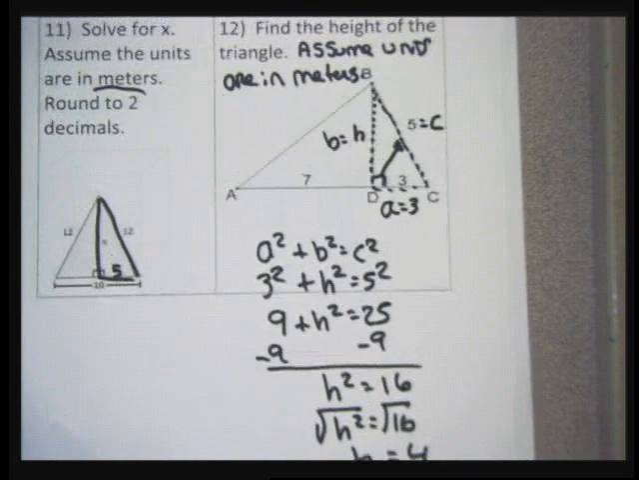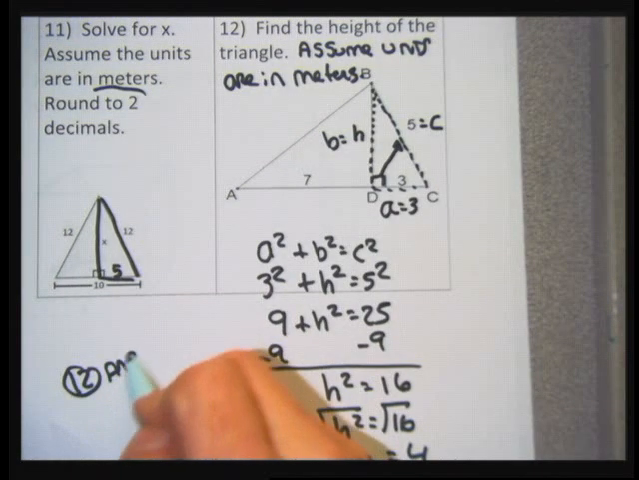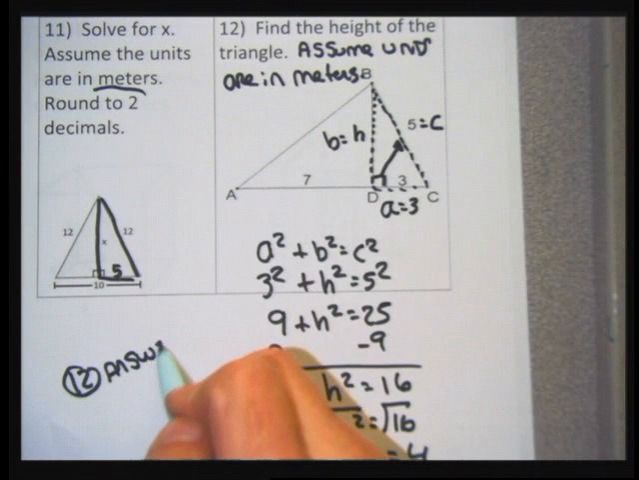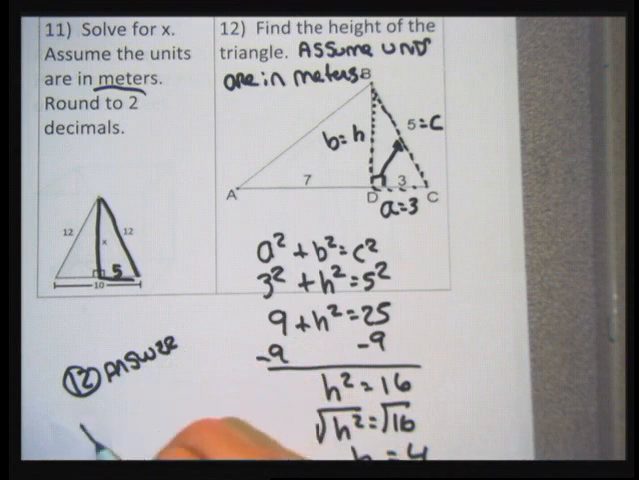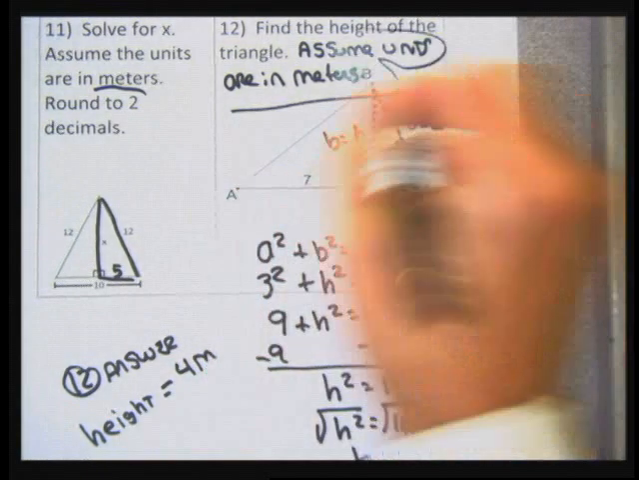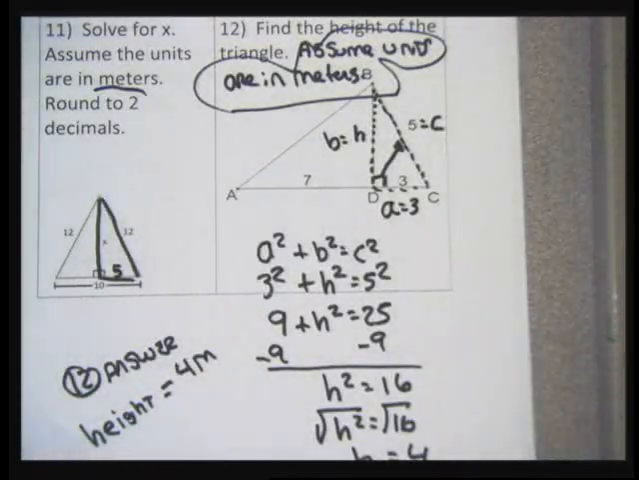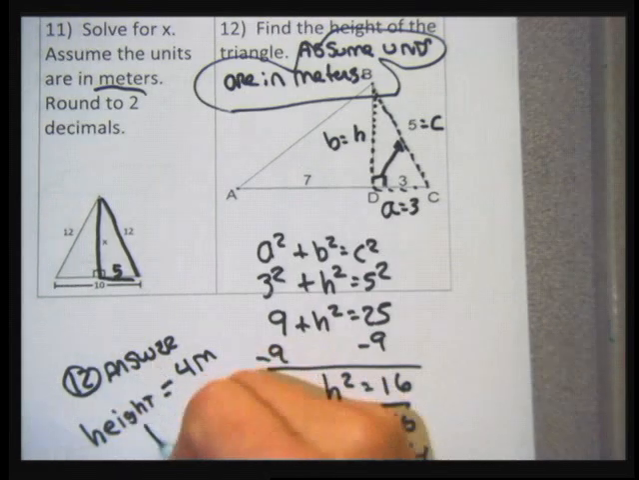So for number 12, my answer, it says find the height. You can write X for yours, but I'm going to write height for mine because that's what I'm asked to find. And I'm going to attach units because in the instructions of yours, I'll add that to the instructions of mine. I want to put the units in. So with that, I could just say H equals 4 meters.